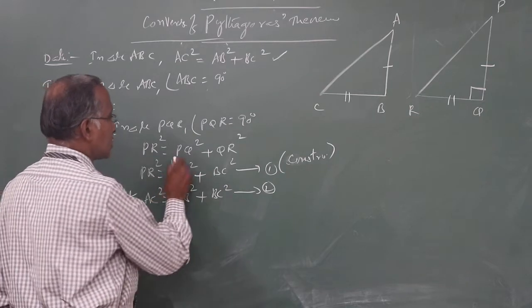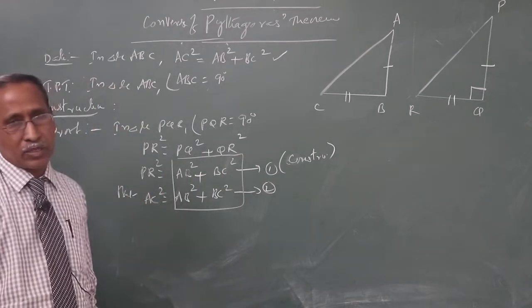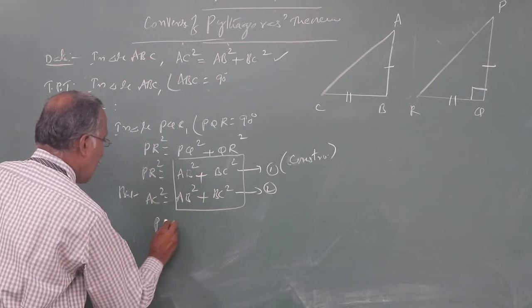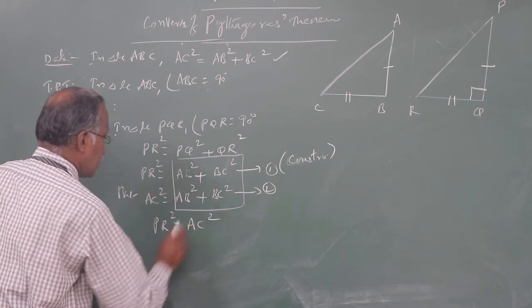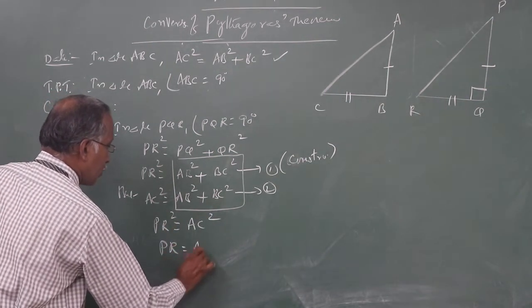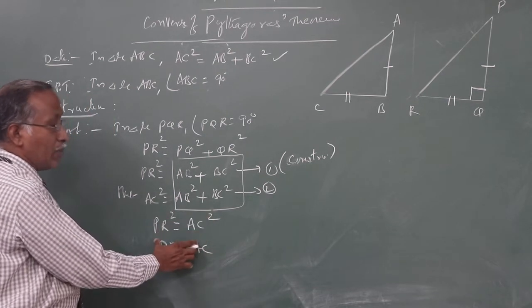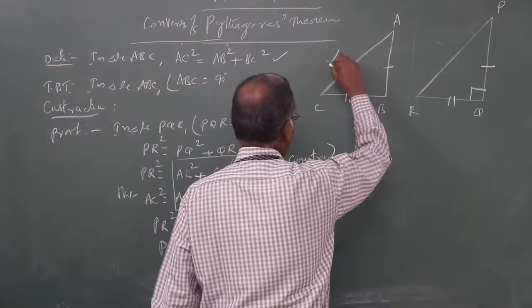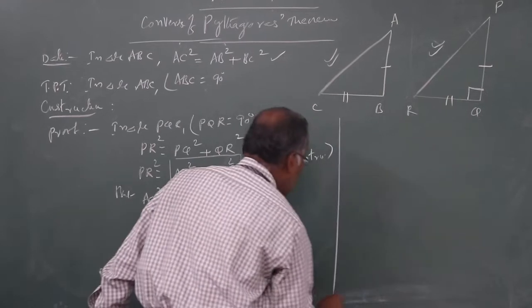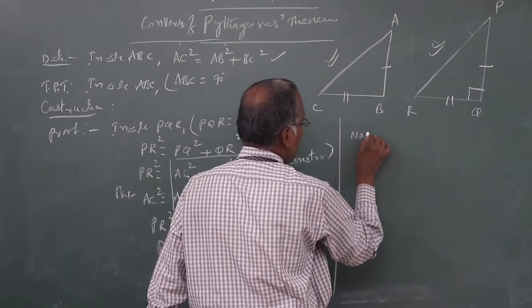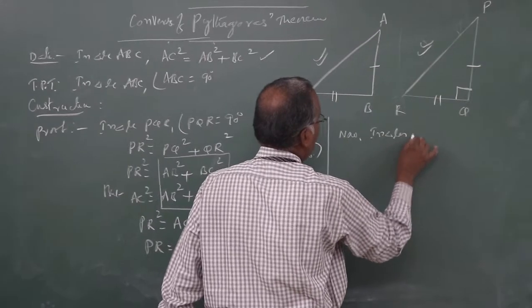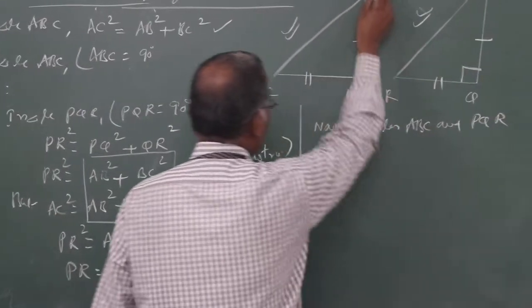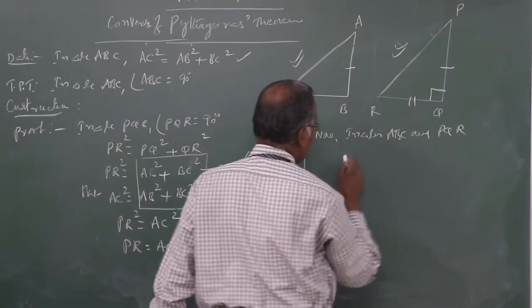Here, see, the RHS terms are equal. When RHS terms are equal, their LHS terms must be equal. Therefore, PR square is equal to AC square. Therefore, PR equals AC. When the powers are equal, the bases must be equal. Therefore, PR is equal to AC. Look at this now. Let us compare these two triangles. Now, in the triangles ABC and PQR, you know very well that AB is equal to PQ from the construction.